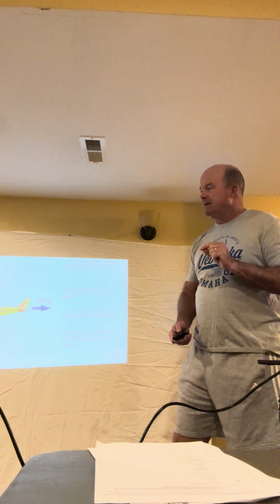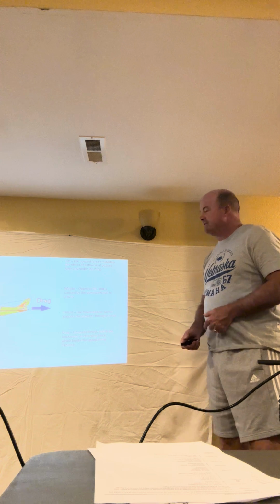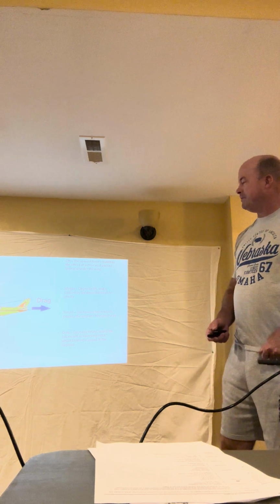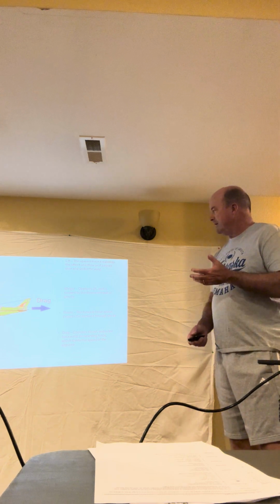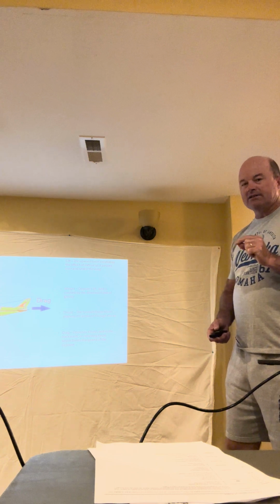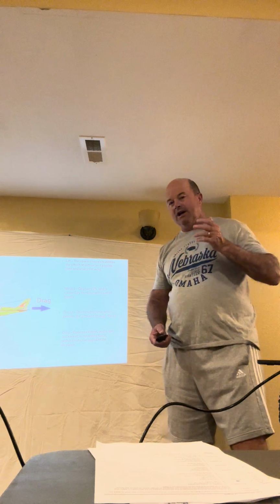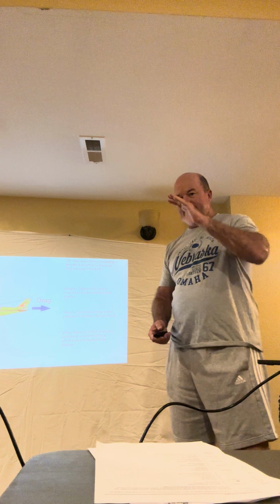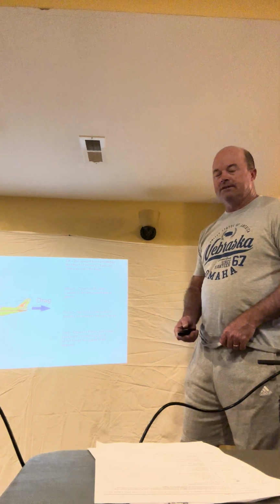You've got the lift, the weight, the thrust, and the drag. The lift is obviously the upward force. It's created by the effect of the airflow passing over and under the wing, right? That's the part that's pulling up, and that's opposed by the weight. That's how much the pilot weighs, how much the airplane weighs, the luggage, everything pulling it down. Lift and weight are directly opposed to each other, top and bottom.